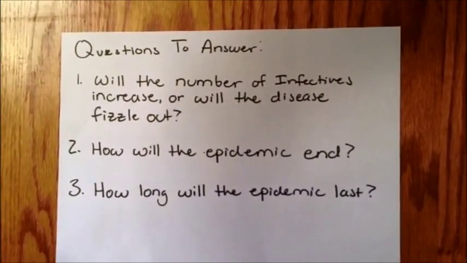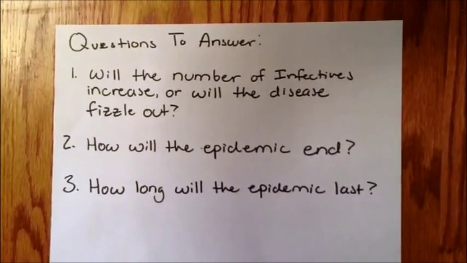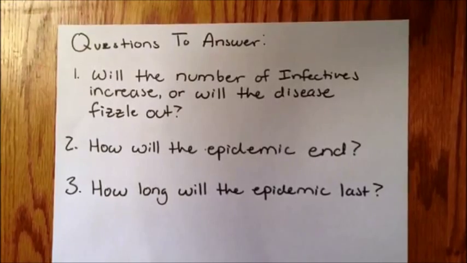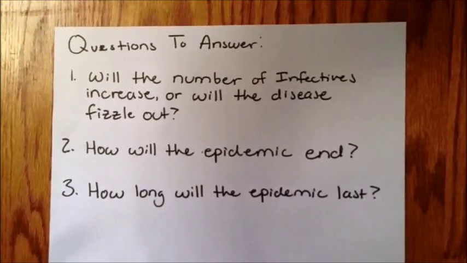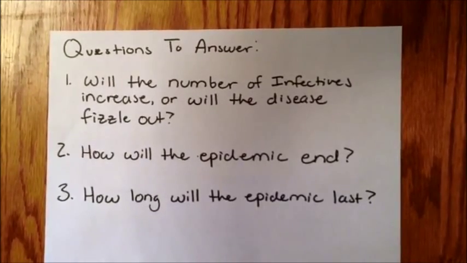Using all of these variables, we're going to answer the following questions. First, suppose we start with a population of almost all susceptibles plus a small number of infectives. Will the number of infectives increase substantially, producing an epidemic, or will the disease fizzle out? Then, assuming there is an epidemic, how will it end? Will there still be any susceptibles left when it is over, or will they all be dead? And finally, how long will the epidemic last?